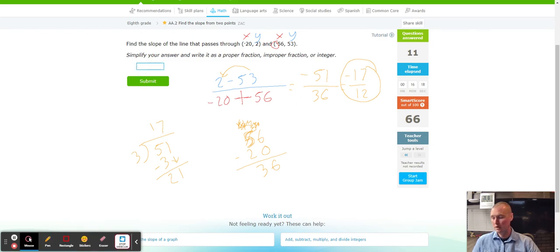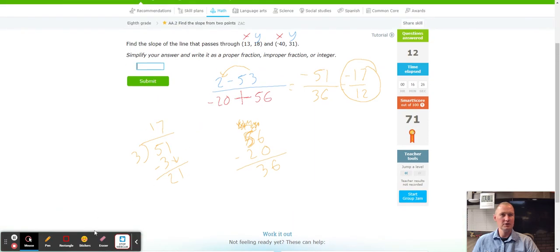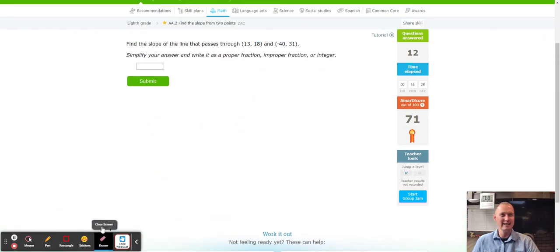All right, here we go. Negative 17 over 12. I cannot tell you how much I was like, please be right. That's just all that work going on. All right, this one looks a little bit better.